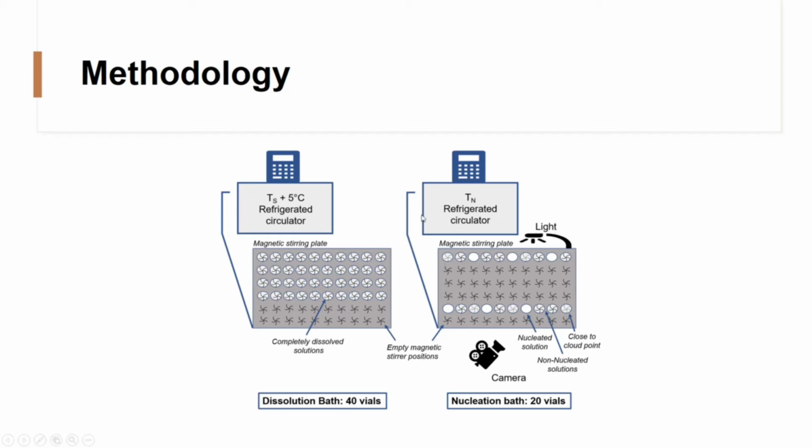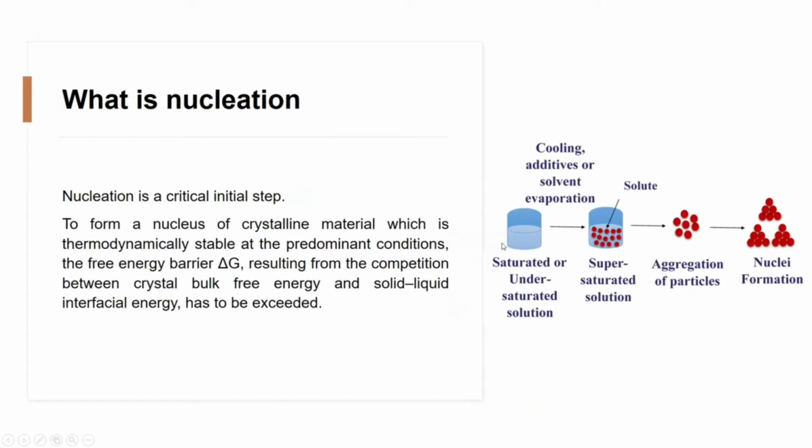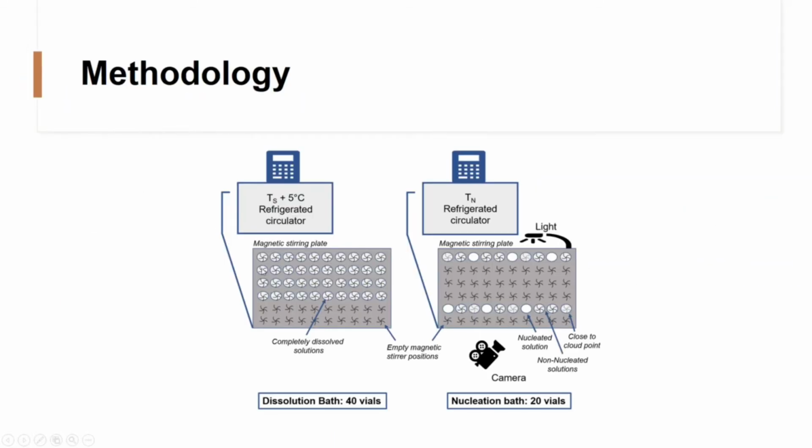Then we're going to use the second bath, and this bath is already maintained at 15 degrees centigrade. So at the end of 1 hour, we will suddenly move each vial from this side of the bath to the next side, and then we will put a camera here. It can be anywhere, but we should place the camera so that it can view all the vials on the stirring plate. This camera will record whenever the solution changes from clear to cloudy.